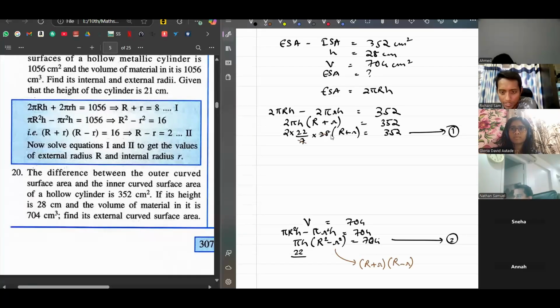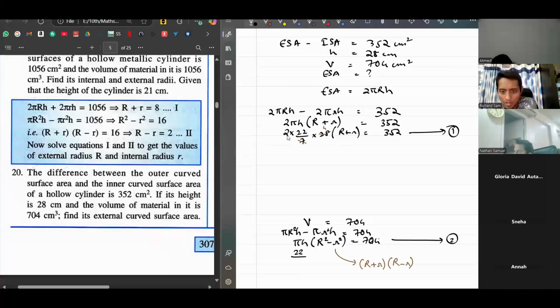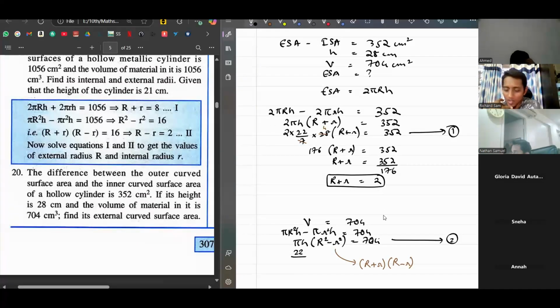7 and 28, I'll cut. That is 4. So now 2 into 22 into 4. 2 twos are 44. 44 into 4: 88, 176. So 176 into capital R plus small r is equal to 352. So capital R plus small r is equal to 352 divided by 176. And it happens to be half, so capital R plus small r is equal to 2. Okay.